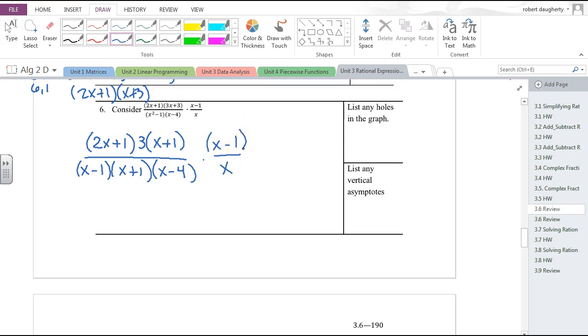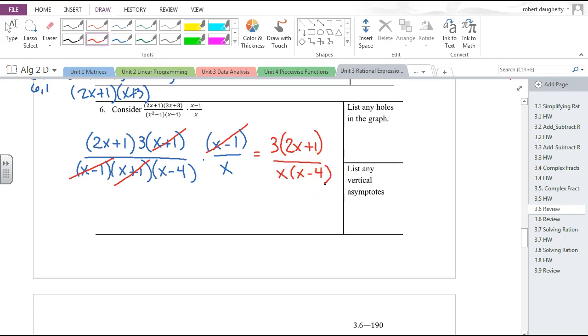Now, are there any things that can be simplified? Well, x plus 1 divided by x plus 1, that is 1. x minus 1 over x minus 1, that is 1. So I am left with 3 times (2x plus 1) divided by x times (x minus 4).